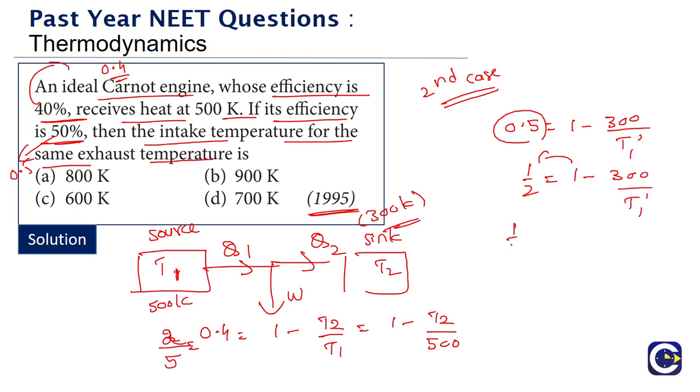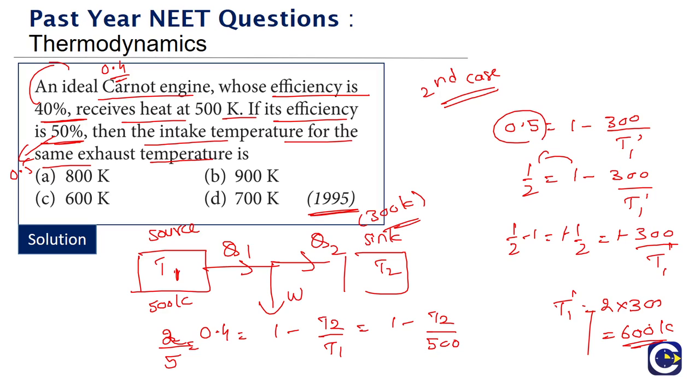We will bring the 1 to the left side. Half minus 1 means minus half. Minus half is equal to minus 300 by T1 dash. Minus minus is cancelled. Cross multiply. T1 dash will be equal to 2 into 300, that is going to be 600 on the Kelvin scale. What is the intake temperature or the source temperature we should have for the same exhaust or the same sink? If we want to achieve the efficiency factor of 0.5, we should have the intake temperature to be 600 Kelvin, which is option C. So we have seen quite a number of questions based on the Carnot's engine and the heat engines.